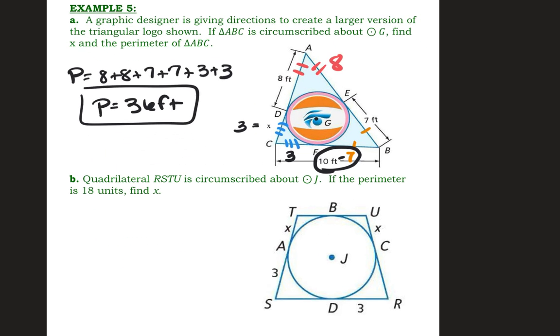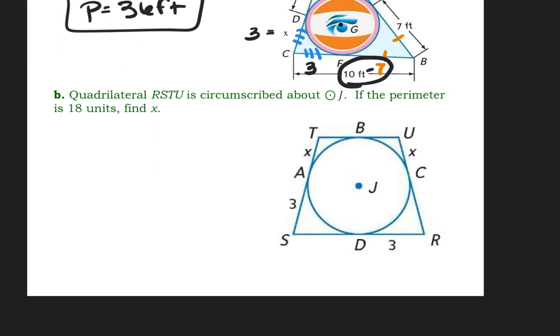All right, so that was a circle inside a triangle. The next one is a circle inside a quadrilateral. We have quadrilateral RSTU inside circle J. Find the value of X if the perimeter is 18. So what can I put on T to B? What can I put right there? The X.